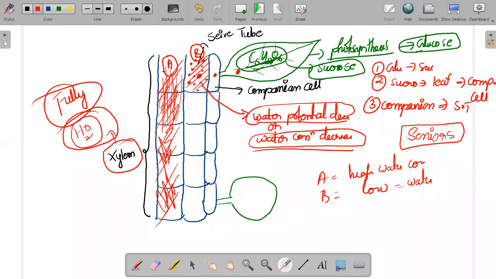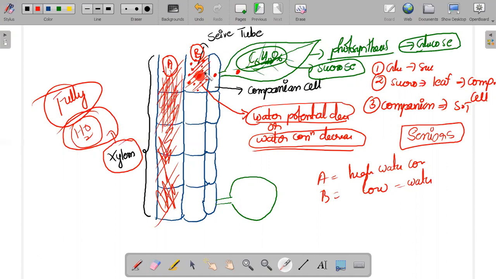And when you come to the phloem area, as the sucrose molecules from the leaf area enter the sieve tube, the water concentration, or water potential, decreases. When you compare cells A and B, A, because of its xylem, will always have a higher amount of water. B, because sucrose molecules just came inside, has decreased water potential.